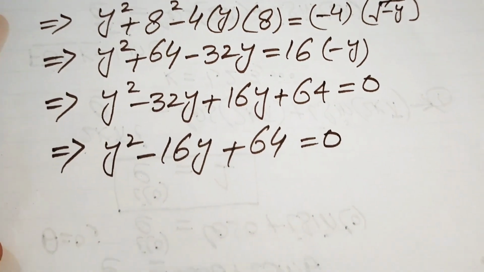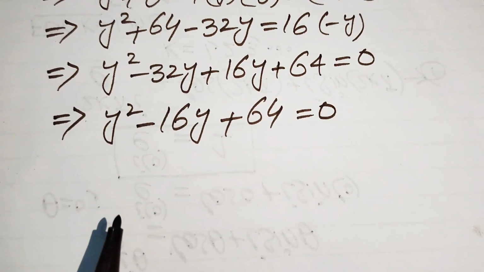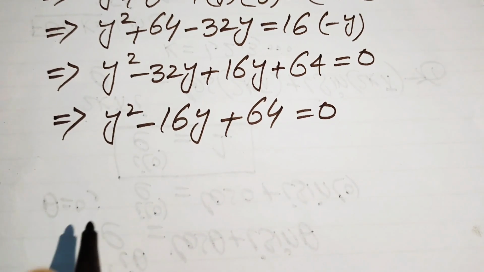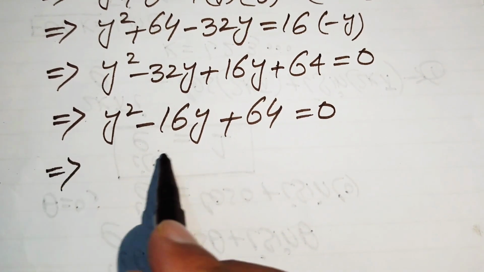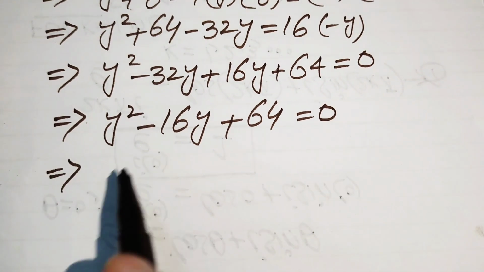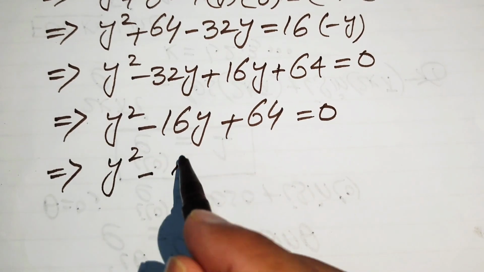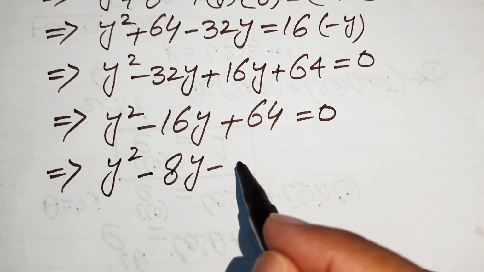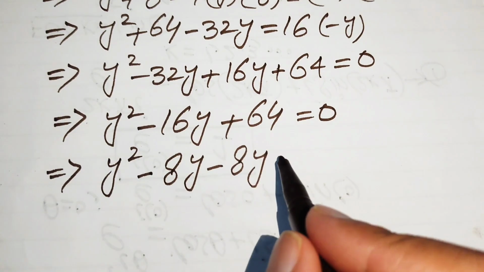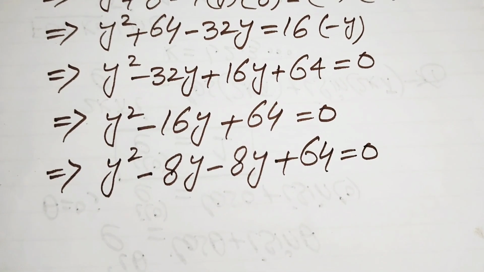And now in the next step, this equation becomes quadratic in the y variable, so we just make the factors of this equation, and we easily make the factors of this equation. So here we just break its middle term. When we break the middle term, it will be written as y square minus this 16 is written as minus 8y minus 8y. So minus 8 becomes minus 16, and plus 64 equals 0.